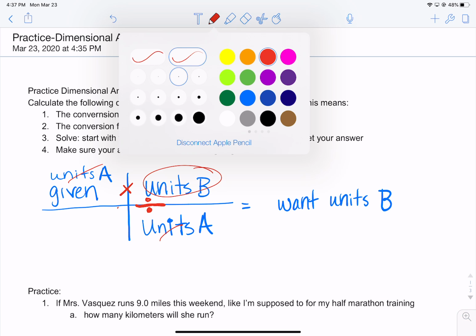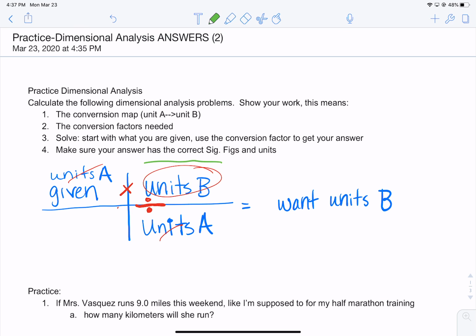I also want to remind you that what we call this ratio is a conversion factor. And that's why in step 2, we need to identify what conversion factors we might need in order to solve our problems. All right, well, let's get started with problem 1.